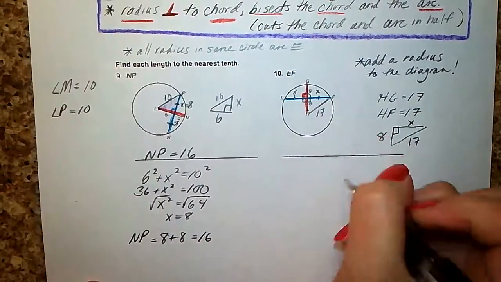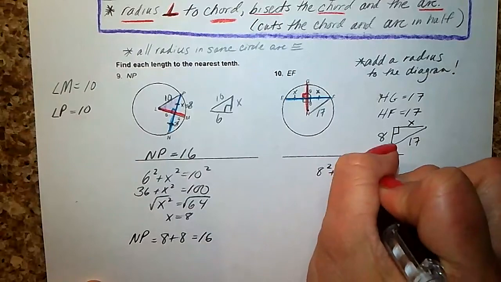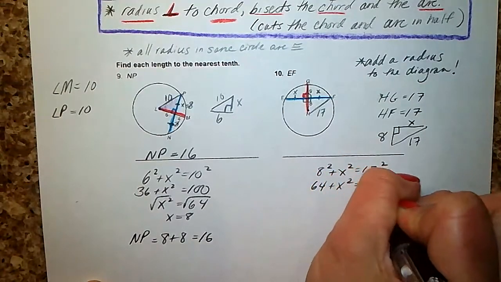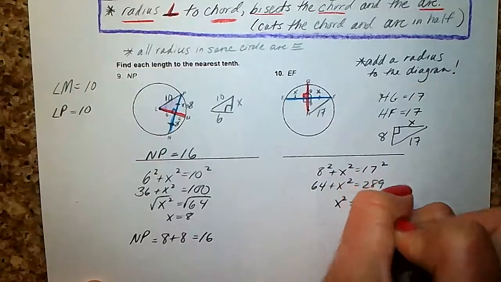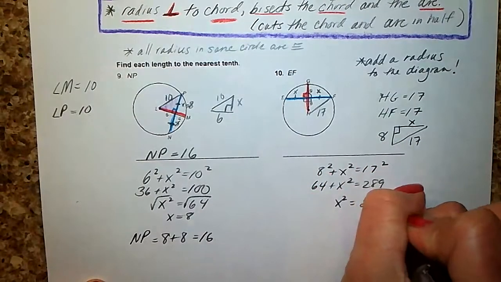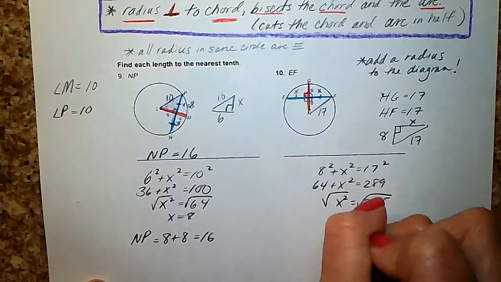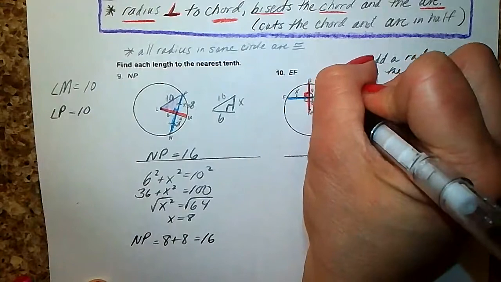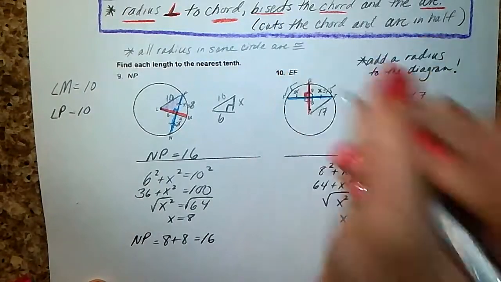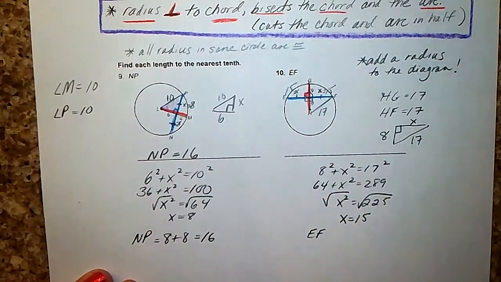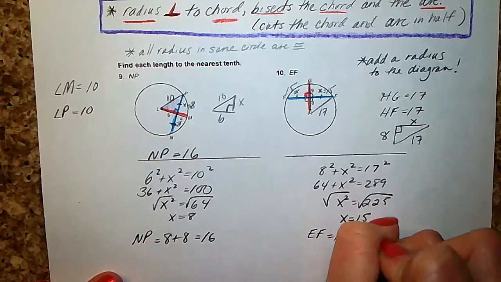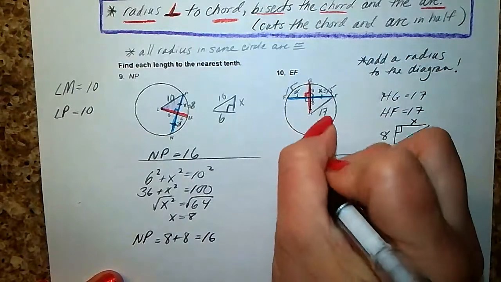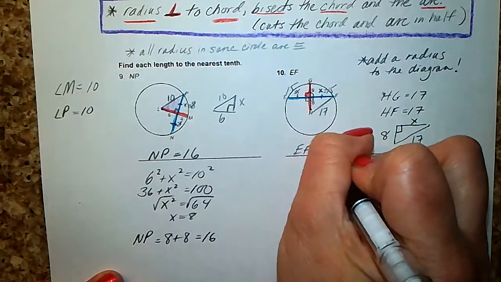So we have to do the Pythagorean Theorem to figure this out. 8 squared plus x squared equals 17 squared. We get 64 plus x squared equals 289. You have to subtract the 64 from the 289, and you get 225. Take the square root, and x works out to be 15. So that little value there is 15, and this is also 15. You had to find the length of EF. EF is going to be the 15 plus the 15, which is equal to 30. So all of EF there is 30.